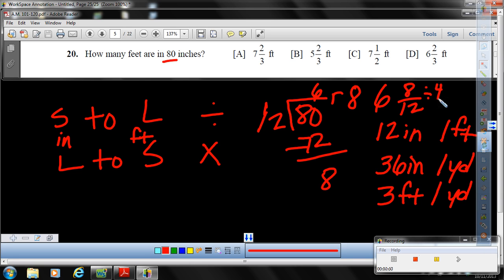So we're going to divide by 4. That would be the greatest common factor of 8 and 12. 8 divided by 4 would be 2. 12 divided by 4 would be 3. We would have 6 and 2/3. Answer D.